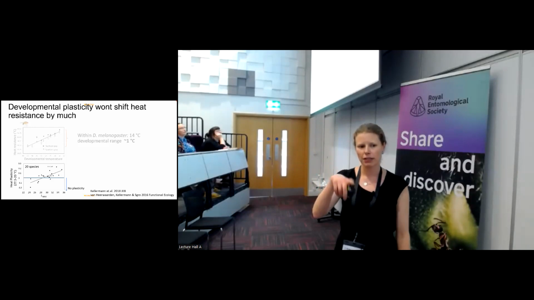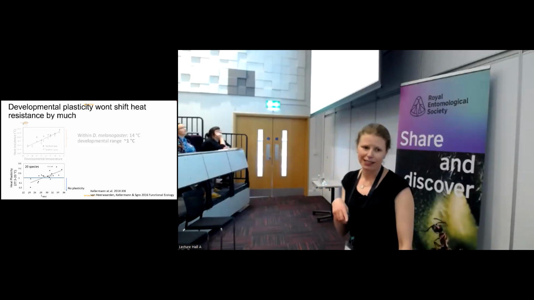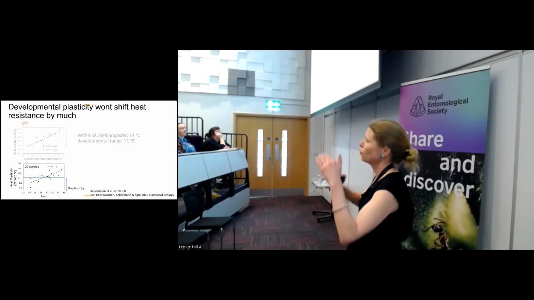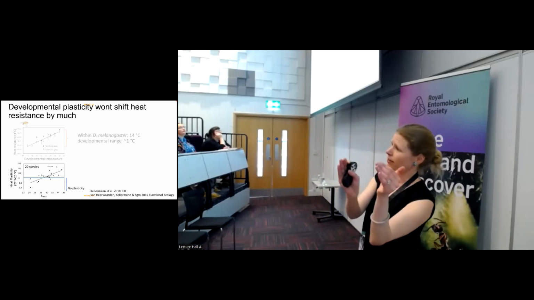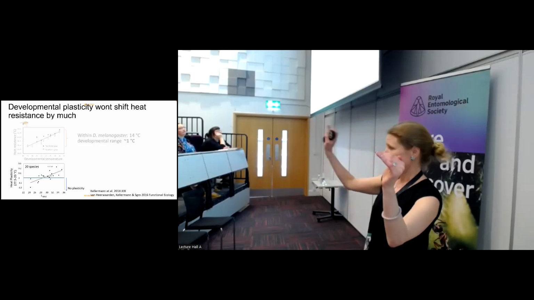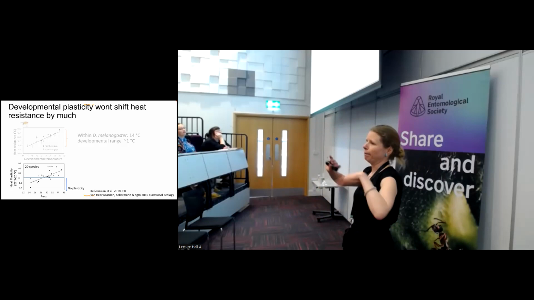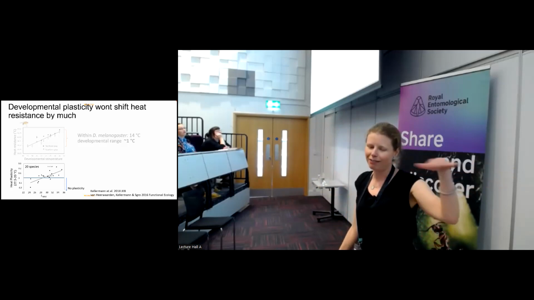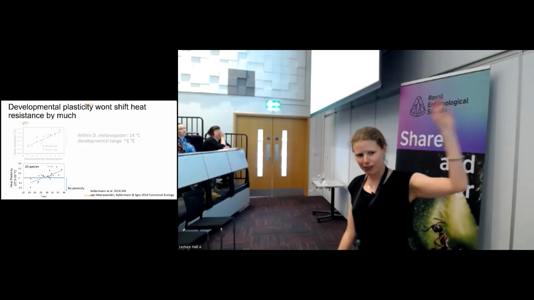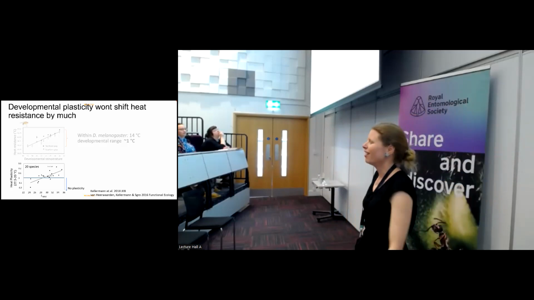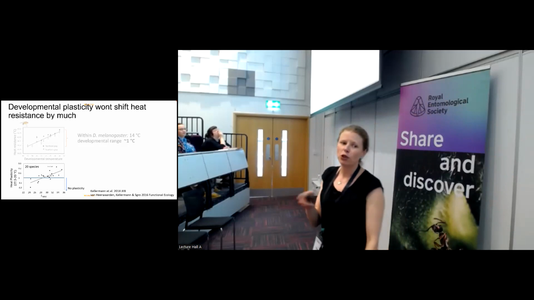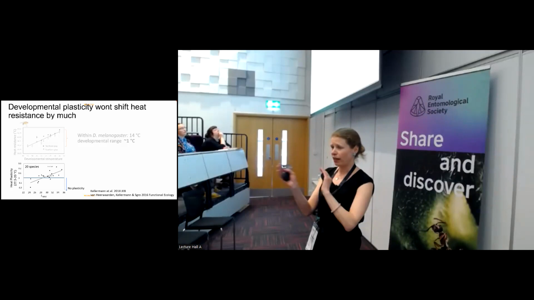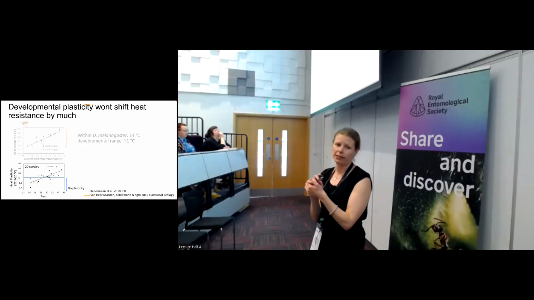So this graph, I'll just explain it a little bit because you need to read it slightly differently. On the y-axis, we have heat plasticity. This is really just the difference of your heat resistance at 27 degrees minus 20 degrees, so it's your plastic capacity. Then, for reasons that I won't get into, we have the environmental temperature that the species are found in on the x-axis, and that blue line indicates 0 plasticity. So developmental acclimation hasn't actually shifted your heat resistance at all.